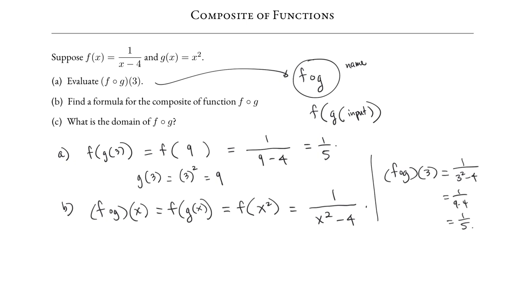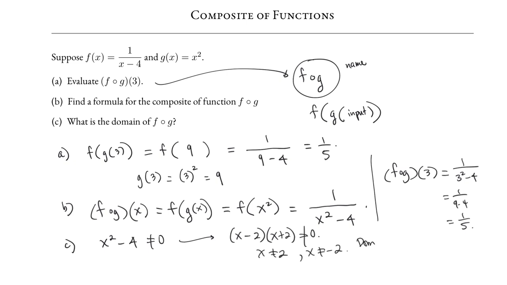For part C, to find the domain of this composite function, we look at the formula. This function is defined only if x squared minus 4 is not 0. And so we would need to isolate x. To isolate x, we would factor x squared minus 2 squared to end up with x minus 2 times x plus 2, and we want it to be not equal to 0. And so we would need x not equal to 2 and x not equal to negative 2.